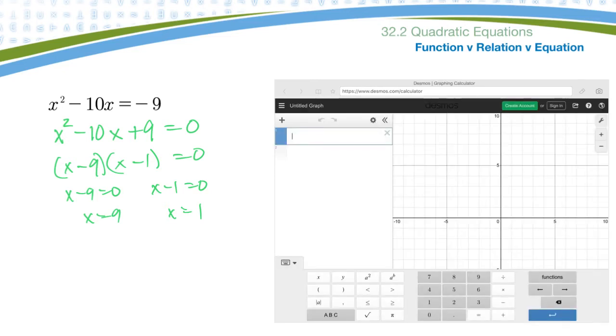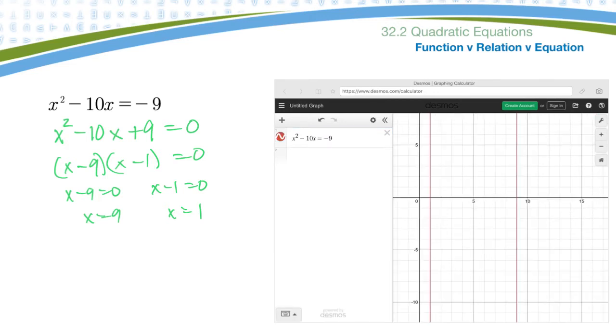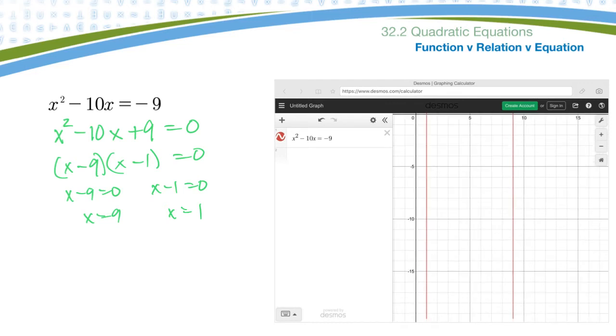Okay, so x squared minus 10x. Oops, 10x. I'm just going to say equals minus 9. See what happens. Equals minus 9. Yeah, it worked. So there's the graph. Interesting how it looks like those are just straight lines.